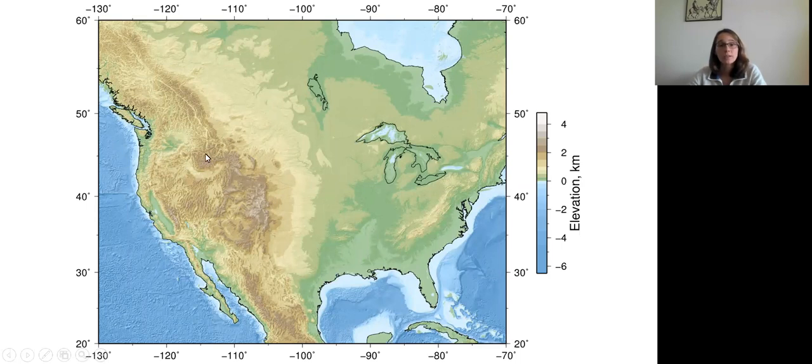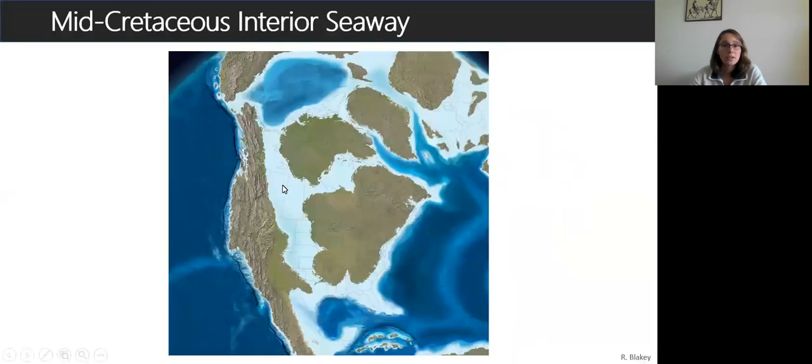And we know that this high elevation in the west is actually very young. Back in the Cretaceous, this whole area was underwater. This red dot here shows where the Colorado Plateau is today. Present day, that sits at 2 kilometers elevation. 70 million years ago or so, it was underwater.